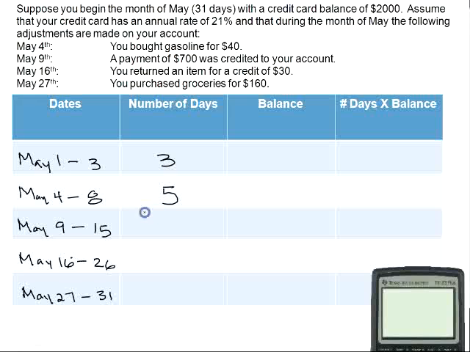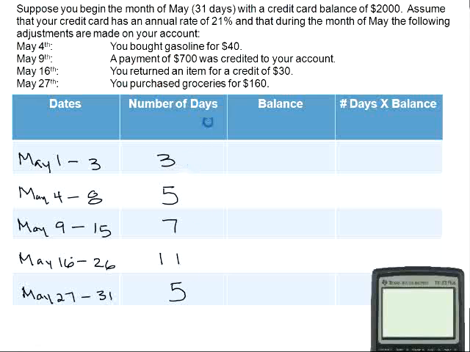If you don't want to count the days like I just did, you can do high minus low plus 1. 8 minus 4 is 4, plus 1 is 5. The 9th through the 15th, 9th, 10th, 11th, 12th, 13th, 14th, 15th, that's 7 days. Or a shortcut, 15 minus 9 is 6, plus 1 is 7. 26 minus 16 is 10, plus 1 is 11 days. 31 minus 27 is 4, plus 1 is 5 days.